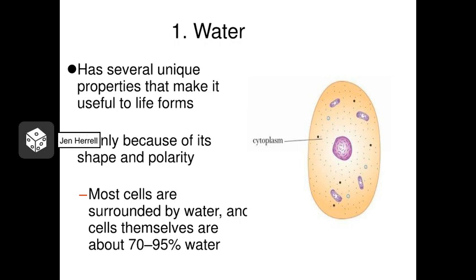All living things depend on water. Water makes up somewhere between 70 and 95% of the volume of the average cell. Your body is about 70% water. That's a lot.